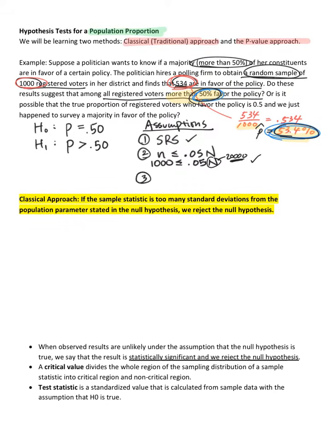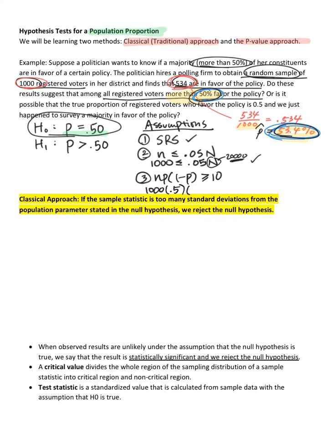Okay. All right. Number 3. n times p times 1 minus p is greater than or equal to 10. So the sample size is 1,000, and p is going to be the value from the null hypothesis. Why? Because we're always assuming that the null hypothesis is true until proven otherwise. So throughout the entire hypothesis testing process, we're always operating under the assumption that H0, the null hypothesis, is true. Okay, so p is 0.5.